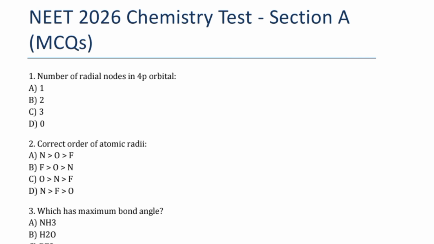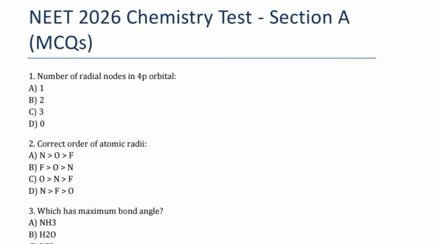Right students, so here we know the number of radial nodes can be found by the formula n minus l minus 1. For a p orbital, l is equal to 1. Then n is equal to 4. When we put in 4 minus 1 minus 1, we get 2. So our answer is 2.